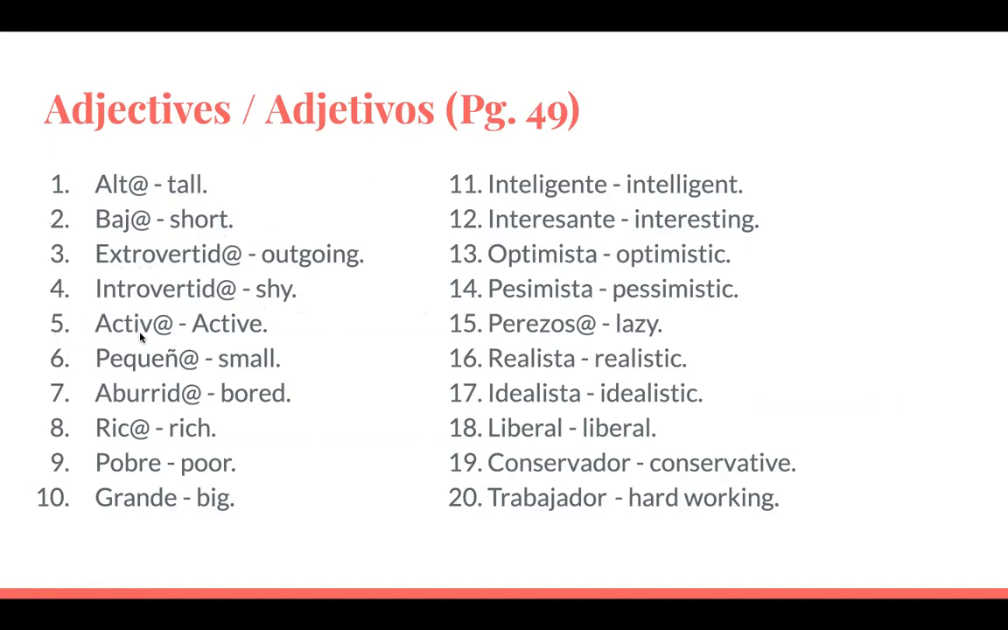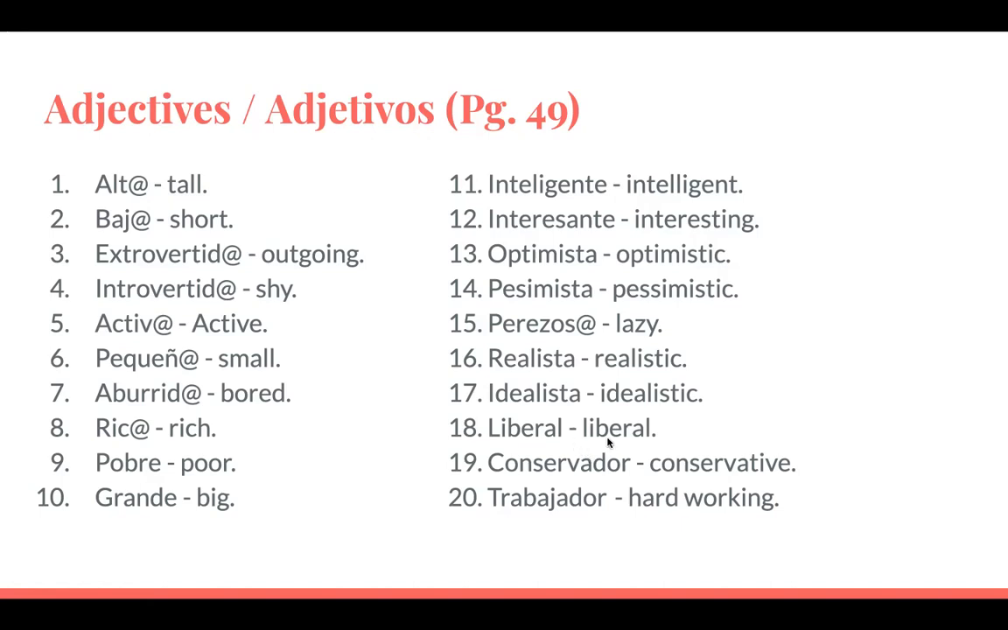shy, activo or activa is active, pequeño or pequeña is small, aburrido or aburrida is bored, rico or rica is rich, pobre is poor, grande is big, inteligente is intelligent, interesante is interesting, optimista is optimistic, pesimista is pessimistic, perezoso or perezosa is lazy, realista is realistic, idealista is idealistic, liberal is liberal, which is an easy one to remember.